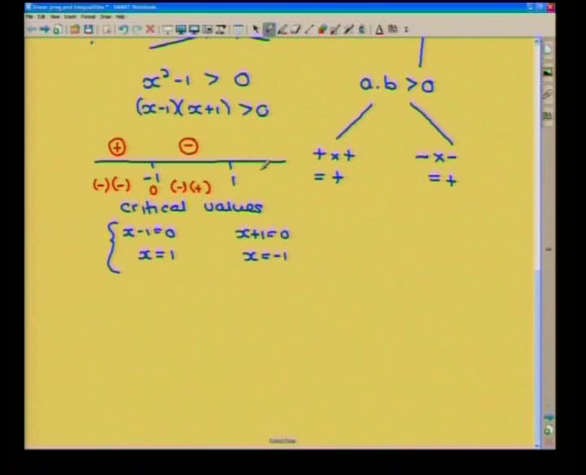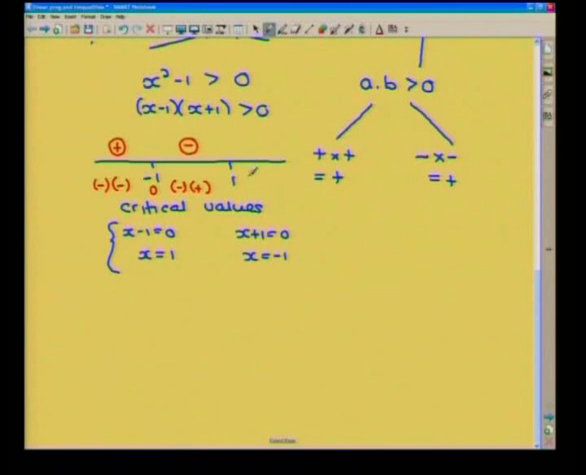Right, over here, we choose a value bigger than 1. So let's be ridiculous. Let's choose 300, because it really doesn't matter, as long as it's bigger than 1, I can choose it. So if I take 300, 300 minus 1 will be a positive, and 300 plus 1 will also be a positive. And a positive times a positive is a positive.